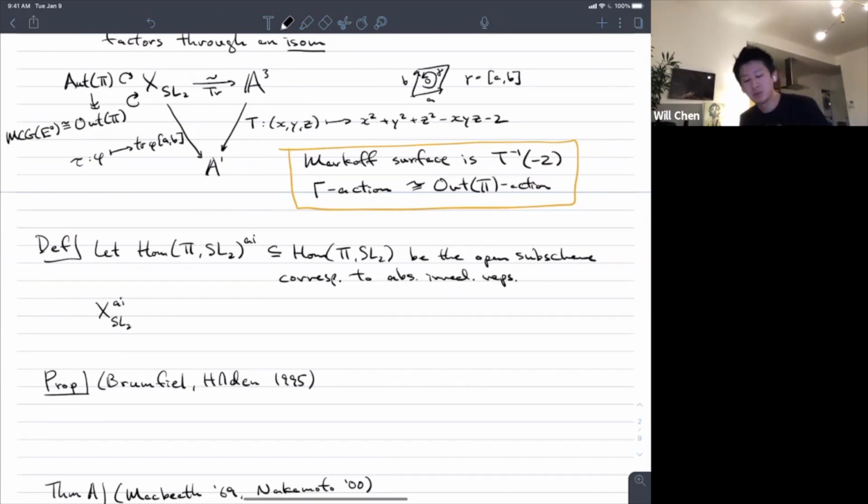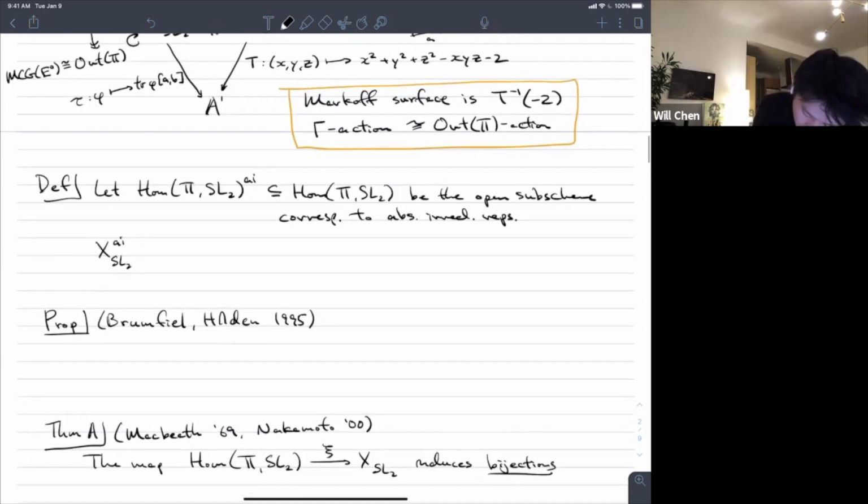So in this case, it just means that when you restrict to every residue field, the corresponding representation over the residue field is absolutely irreducible for every residue field. And you can similarly define the corresponding character variety as just the GIT quotient.